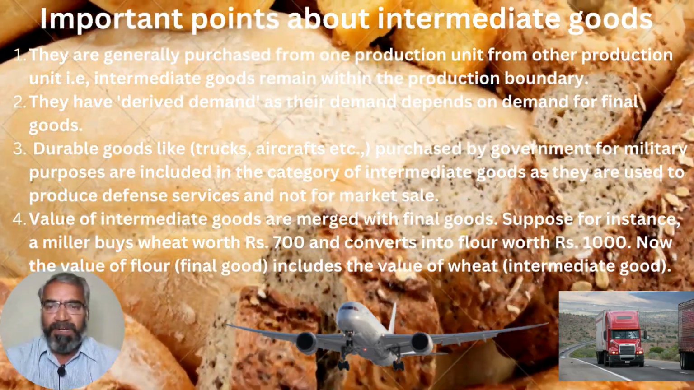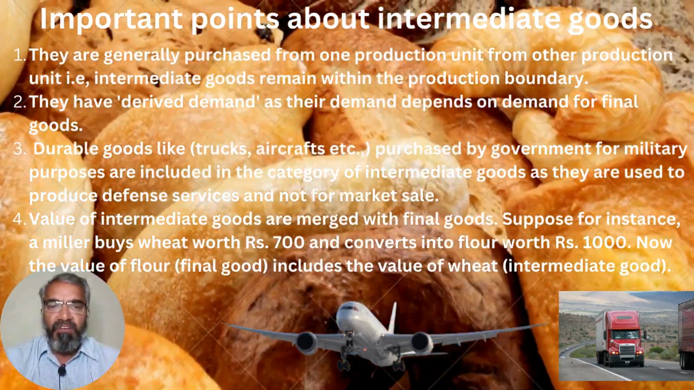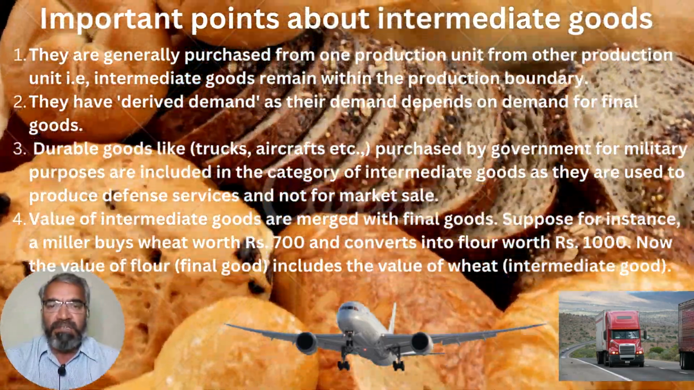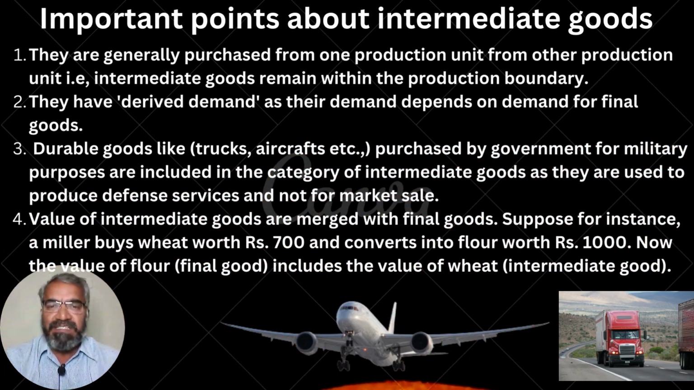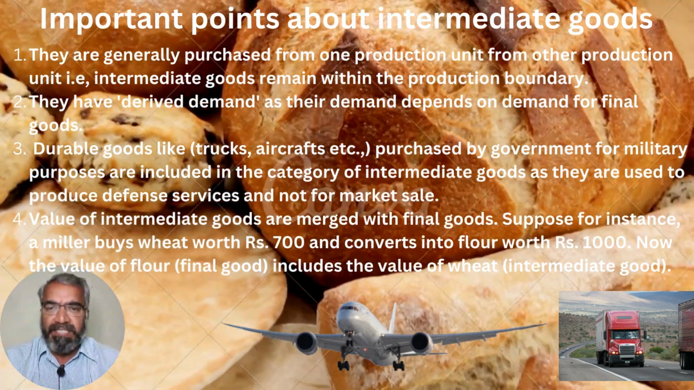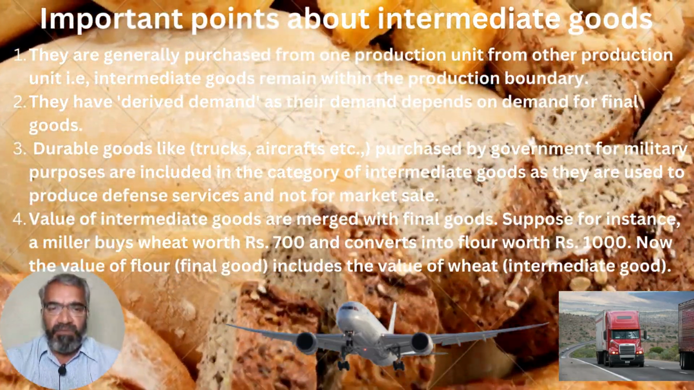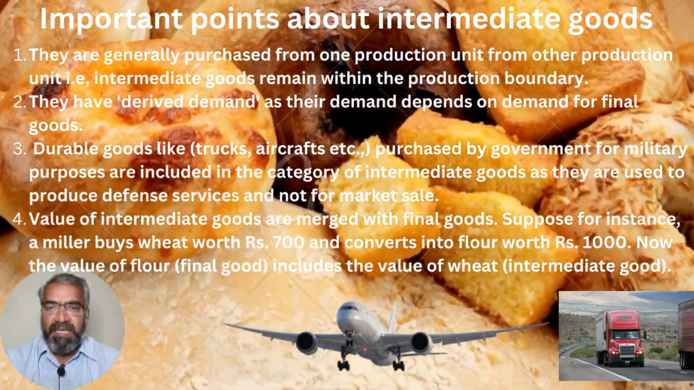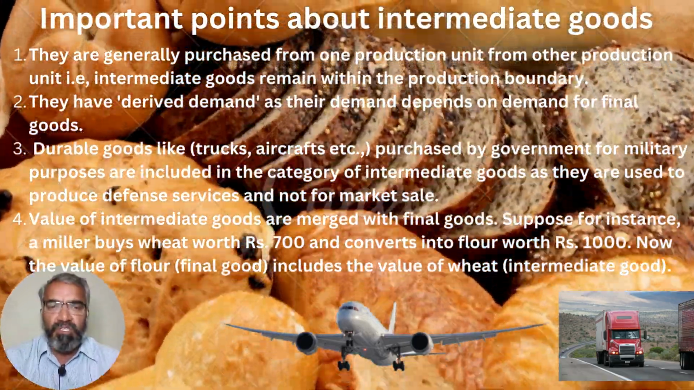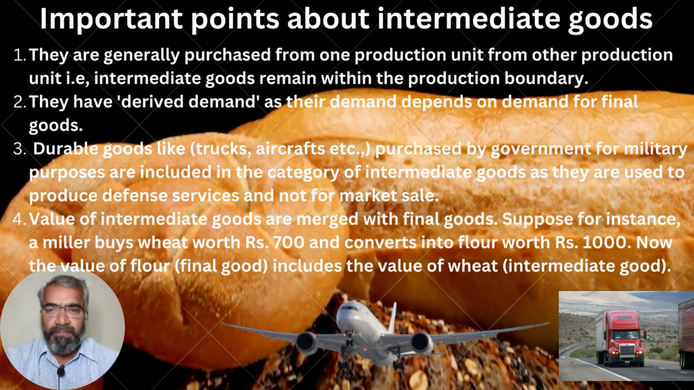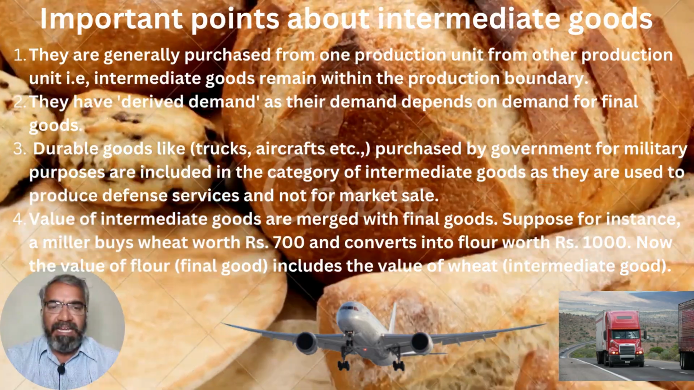Number three, durable goods like trucks, aircraft, etc., purchased by government for military purpose are included in the category of intermediate goods as they are used to produce defense services and not for market sale. Number four, value of intermediate goods is merged with final goods. Suppose, for instance, a miller buys wheat worth rupees 700 and converts it into flour worth rupees 1000. Now, the value of flour, a final good, includes the value of wheat, that is, an intermediate good.